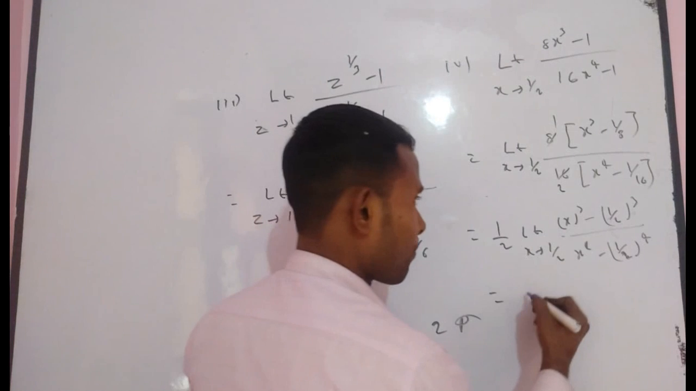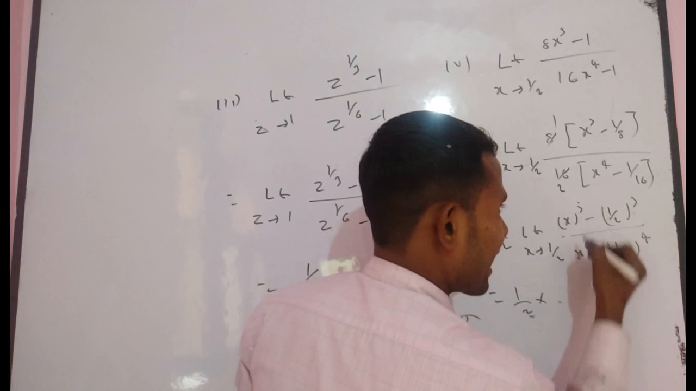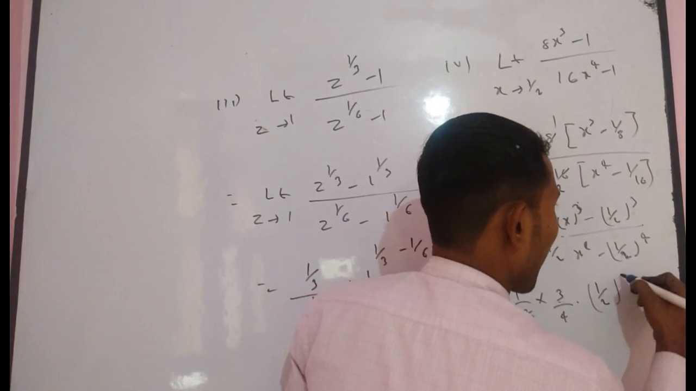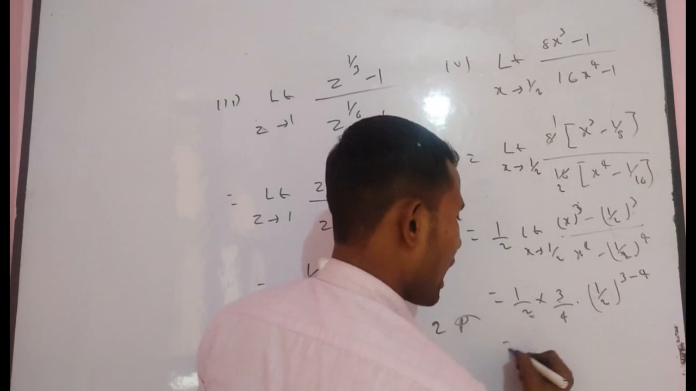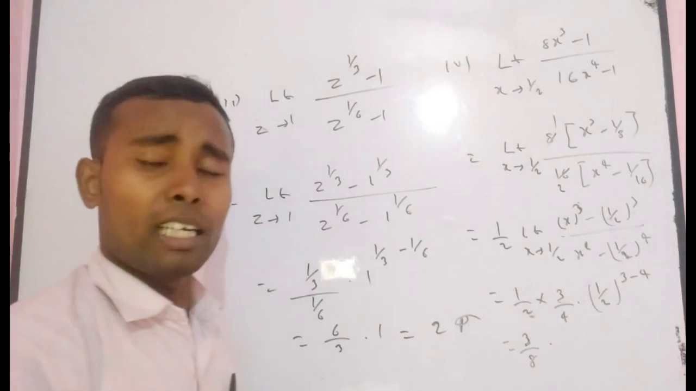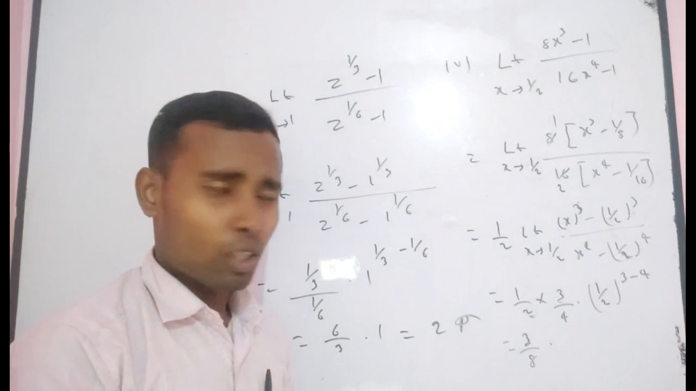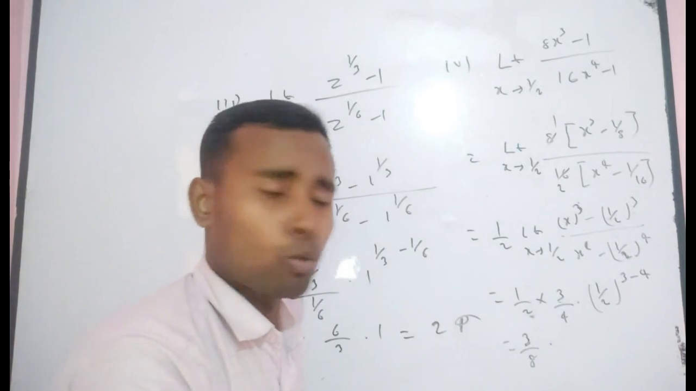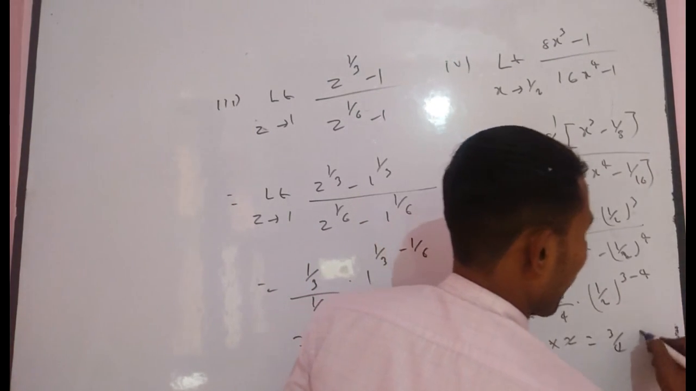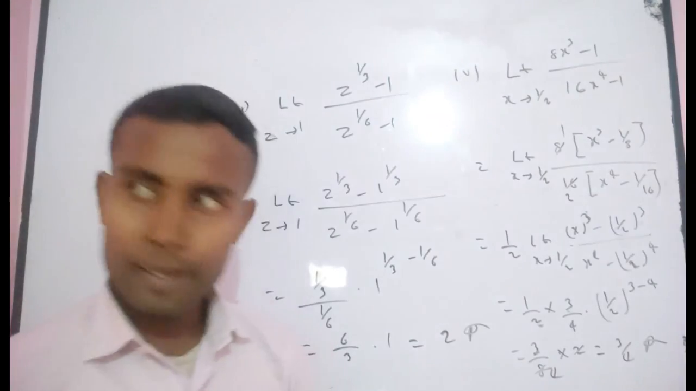So can you write 1 upon 2 into m by n, that means here m is equal to 3, n is equal to 4. So can you write 3 by 4 into 1 upon 2 to the power m minus n, 3 minus 4. Now you get 3 upon 8 into 1 upon 2 to the power 3 minus 4, that means minus 1. If you take 1 upon 2 to the power minus 1, it will be what? 2. Simply 1 upon 2 to the power minus 1 will be 2. So you get 3 upon 8 into 2, that will be 3 upon 4, which is your required answer for this question. Now, we take another example.